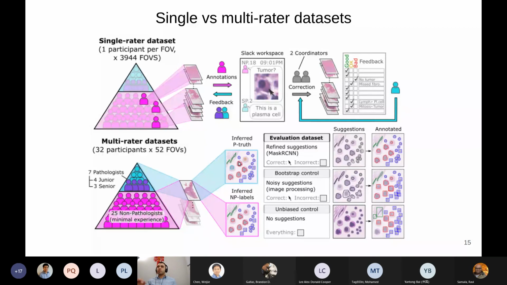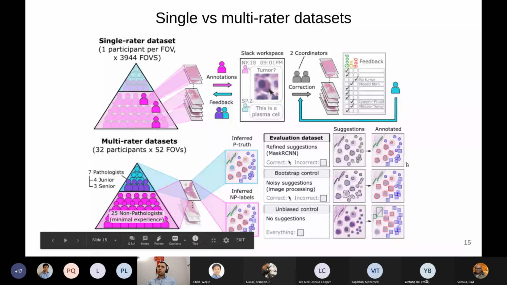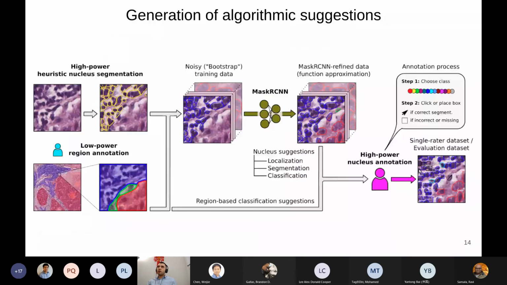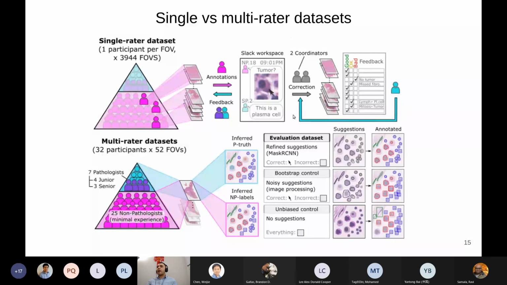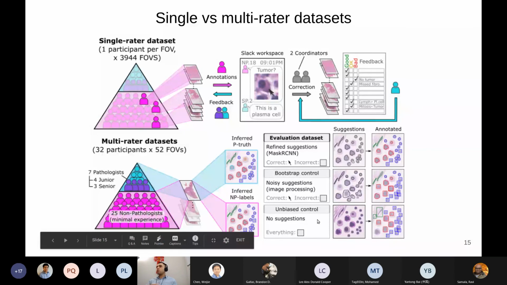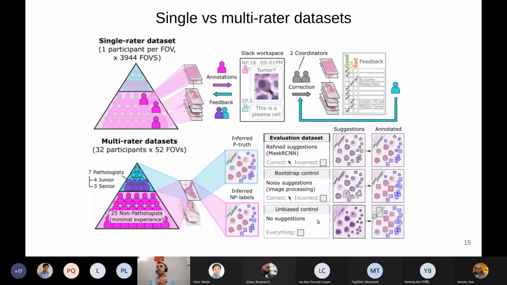In this particular study, we have a couple of experimental controls just to make sure we're measuring the right things and getting good metrics. So our main multi-rater data set is called the evaluation data set. We also have a control called the bootstrap control, where they look at this data before the refinement by the function approximator, so you'd expect this to be slightly worse than the refined data. And we have the unbiased control, where we just show people the field of view without any suggestions, and we tell them to annotate. It just measures self-consistency with or without the suggestions.